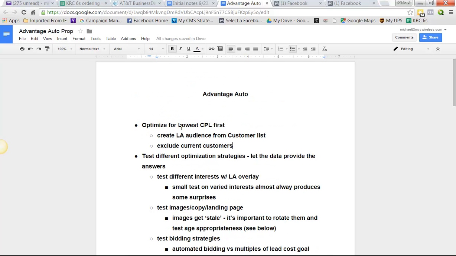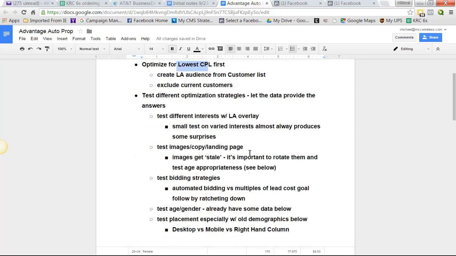So the way we're going to find the lowest cost per lead is to test different optimization strategies and let the data provide the answers. So one of the first things, it was very smart for you to just overlay, but what I didn't see, again, I didn't look at this extensively, is that we would test different interests. And what we found in, I don't know, $2 or $3 million of ad spend is that small tests on varied interests almost always produce some surprises.